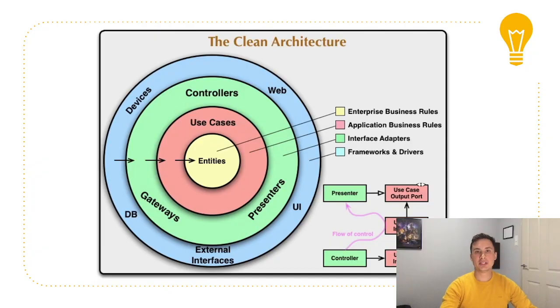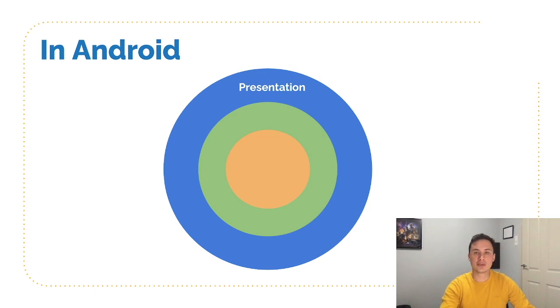Now, back to clean architecture. This is what you're going to see when you search for clean architecture in software development in general. You can see that the separation of concerns is implemented in four layers. But in my experience in Android, and according to the projects that I've seen and that I work on, usually clean architecture is implemented in three layers.